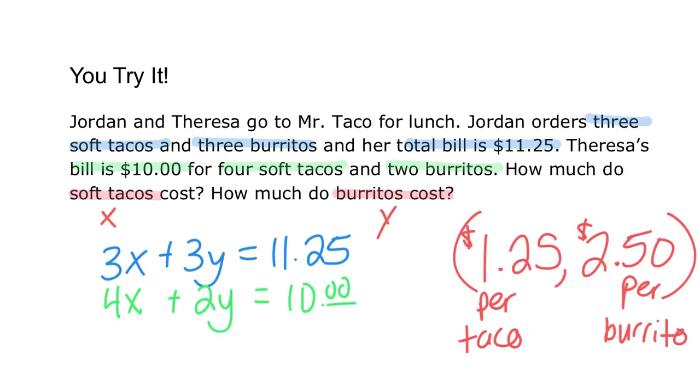And then this one, I made one equation for Jordan's order and one equation for Teresa's order. And then when I solved that, I found the cost of tacos and burritos to be $1.25 and $2.50 each.